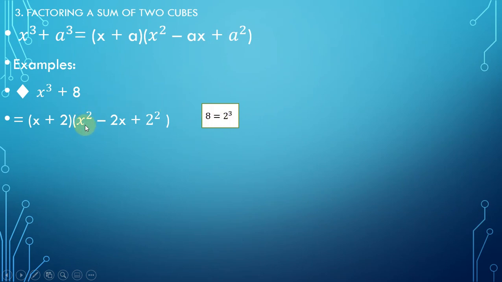And then x squared minus the product of 2, the a, and x, plus a squared. So we have 2 squared. And then simplify. x plus 2, x squared minus 2x, and then plus 4.